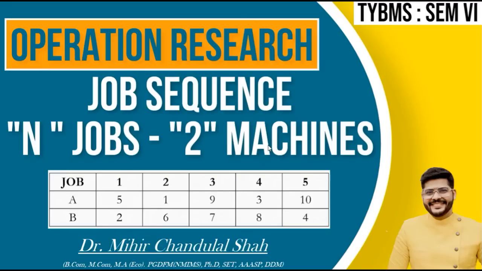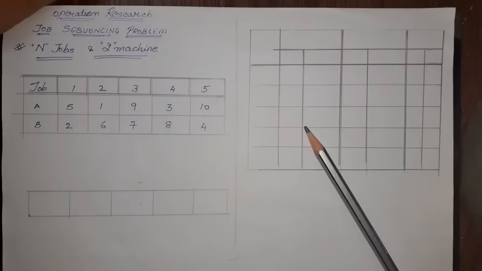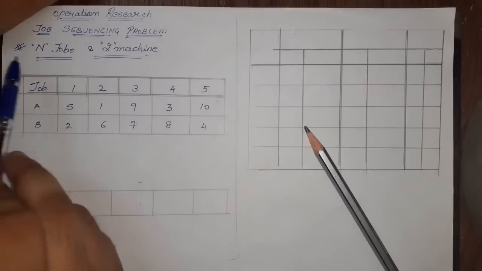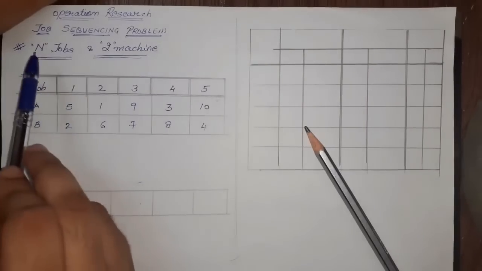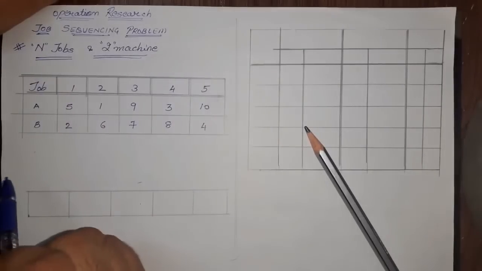We will first go through a few important rules, and thereafter we will take up a sum. Again, a very important topic from the exam point of view, so see that everyone goes through the video very carefully. Today we'll be solving a sum related to the job sequencing problem with n number of jobs and two machines.